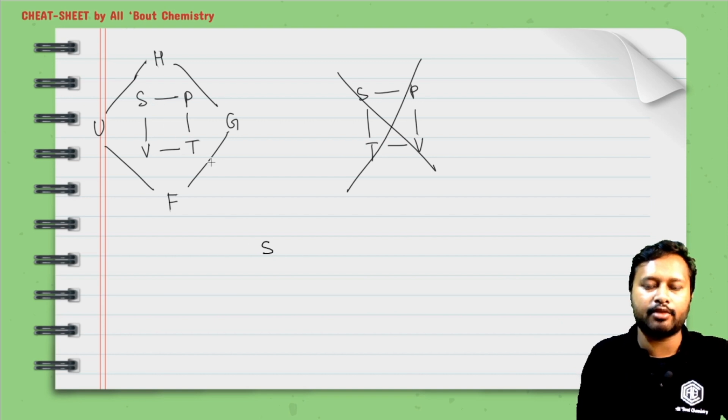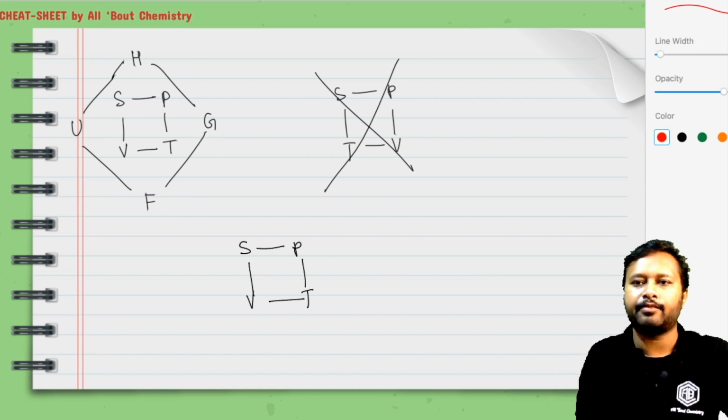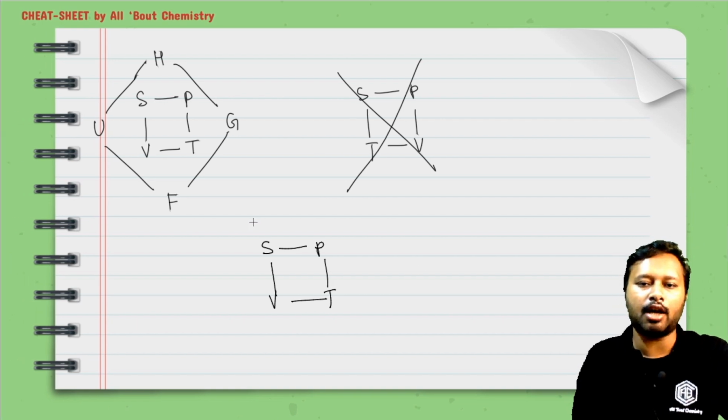The internal square is what I just need. So S, P, V and T. I'll add all of them. Let me change the color. Yeah, so now I have this. What you have to understand is you have to start from any parameter. Let's say I am going to start from S, which is entropy.